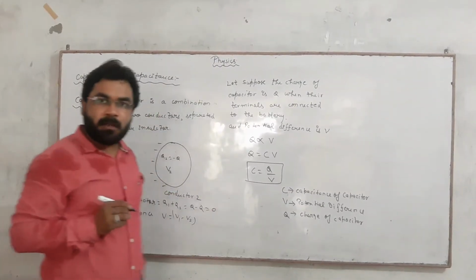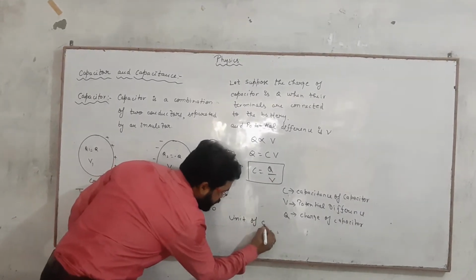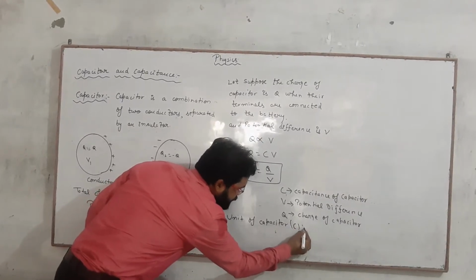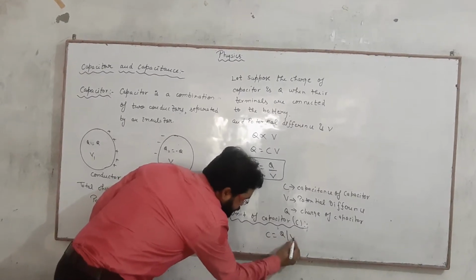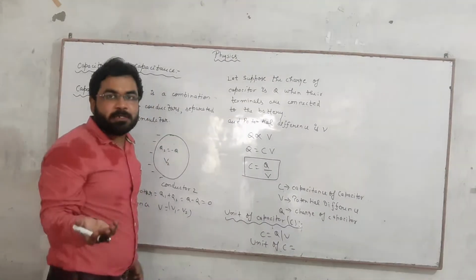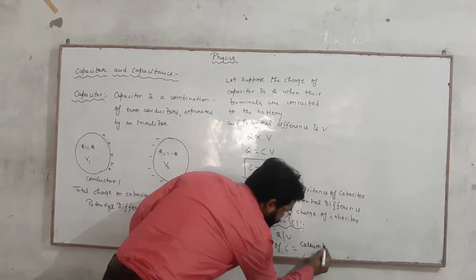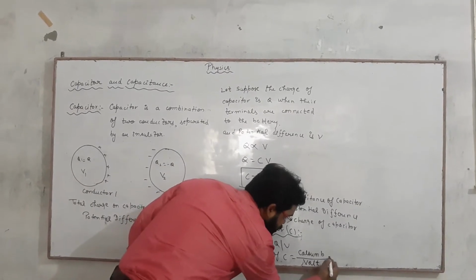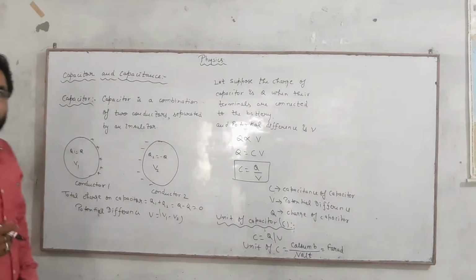Now we will derive the unit of capacitor. Unit of capacitor C. As you see, C is equal to Q by V. So the unit of C is the unit of Q upon the unit of V. The unit of Q is coulomb, and the unit of V is volt. So the unit of C is coulomb per volt, which is also called farad.